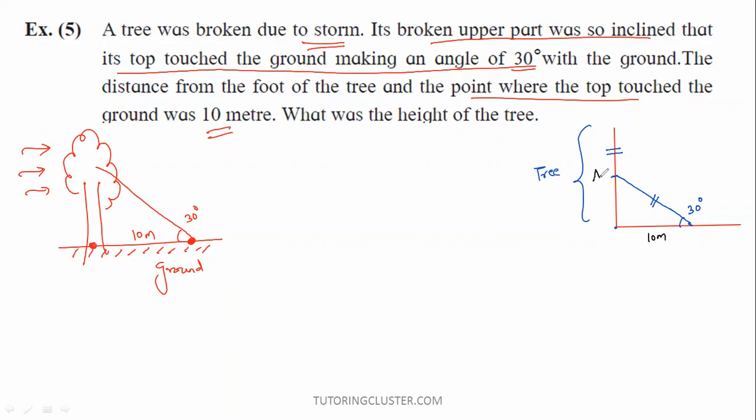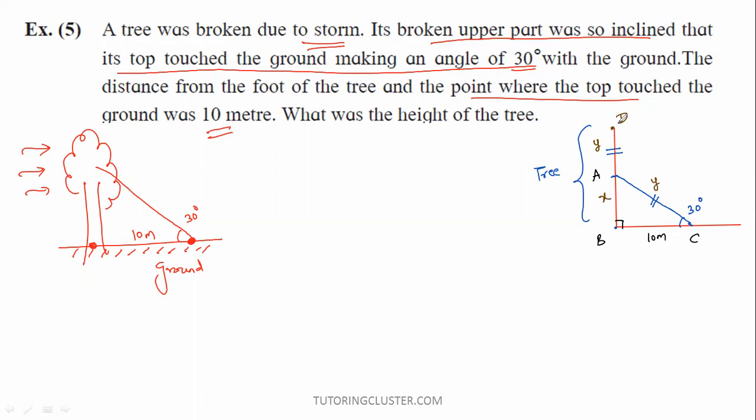So you can consider this as triangle ABC. This is your 90 degree. Let's say this is X, and this is Y. Okay, we can assume like this. So if this is Y, obviously this distance is also going to be Y. You can consider this as point D.